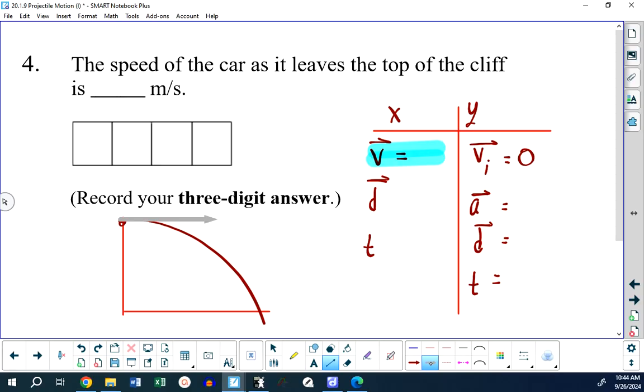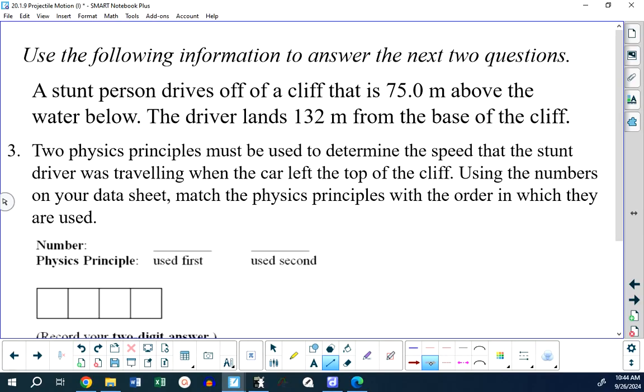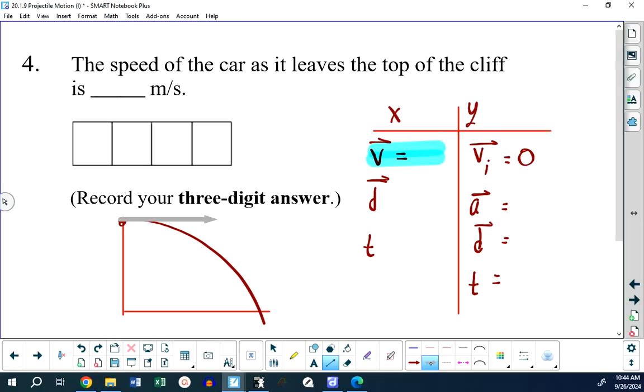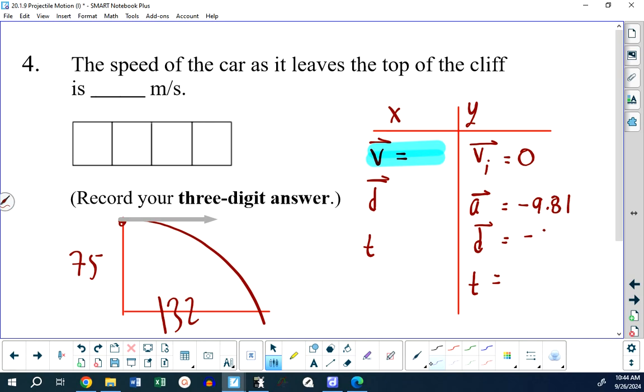And this is, what are the distances? 75 and 132. So let's put in as much information as we can. Negative 9.81, negative 75, 132.